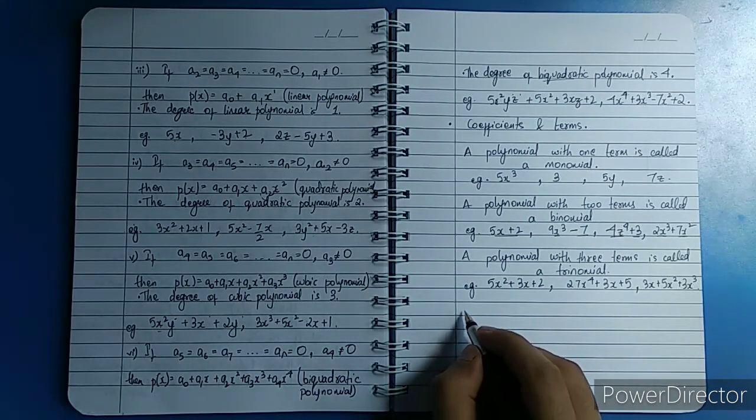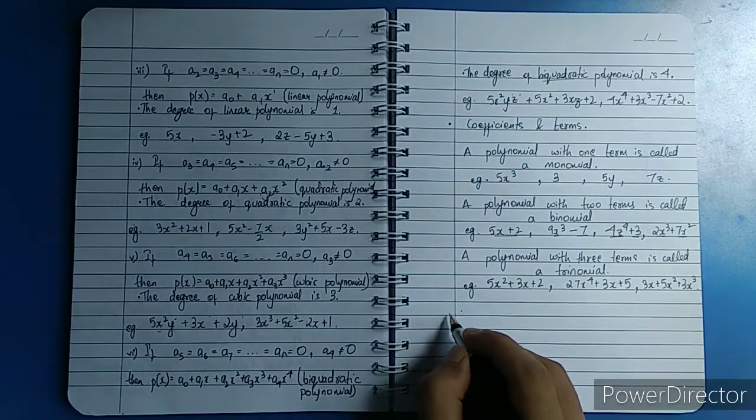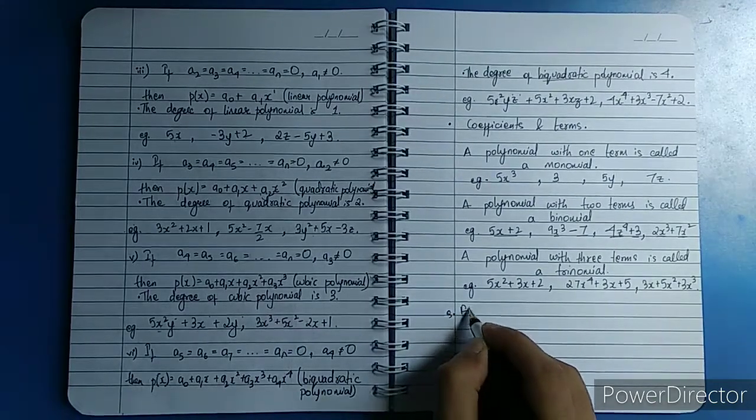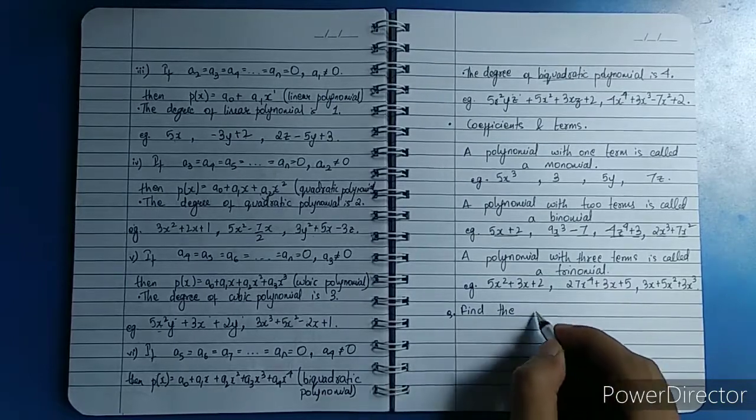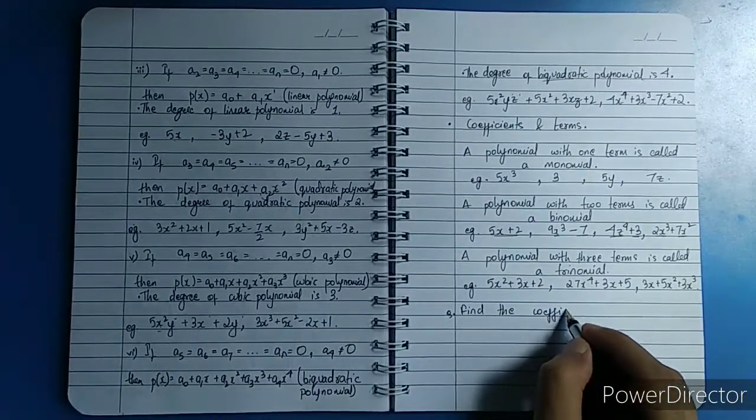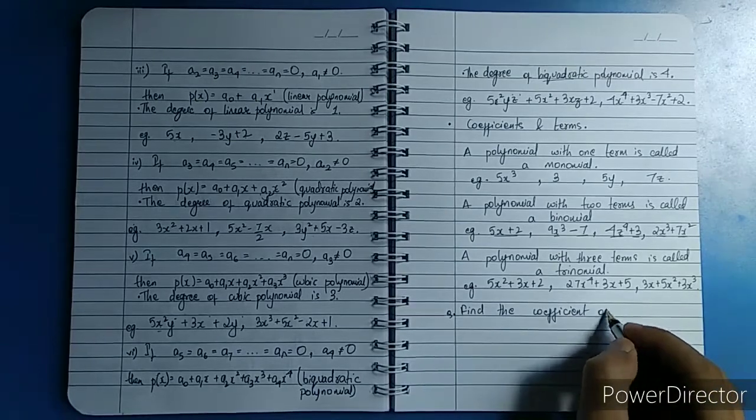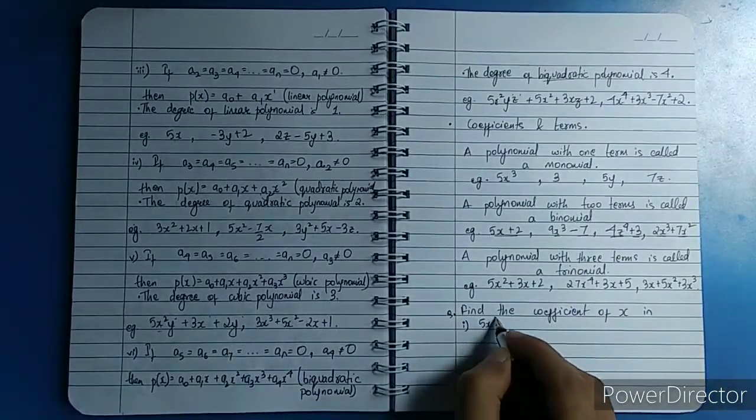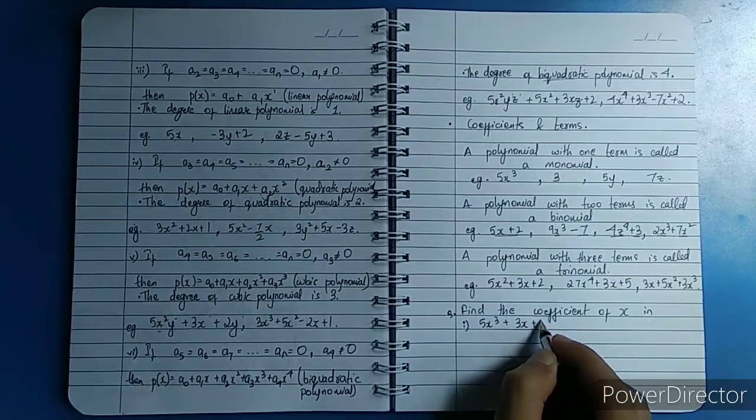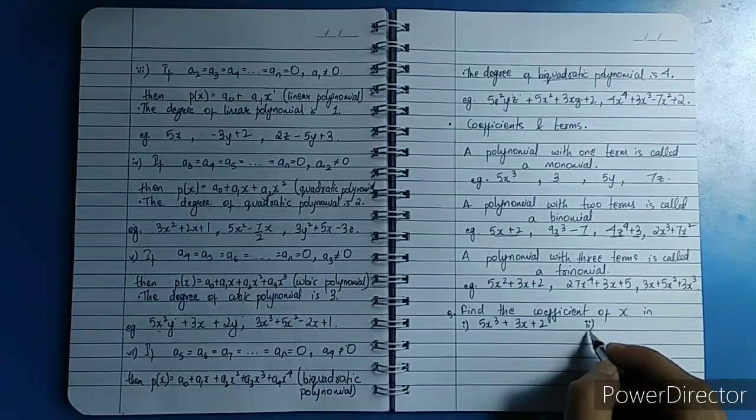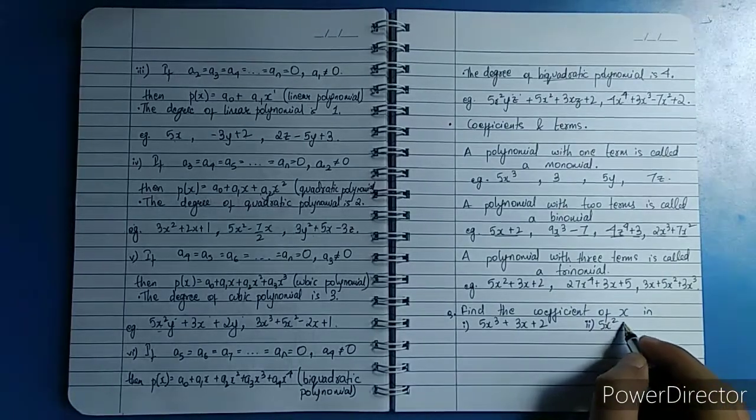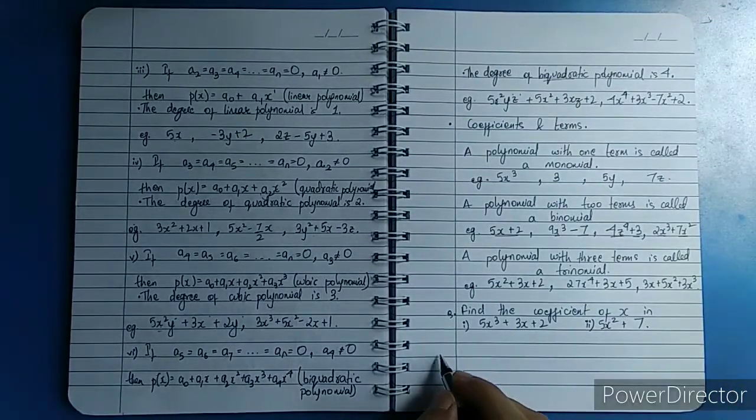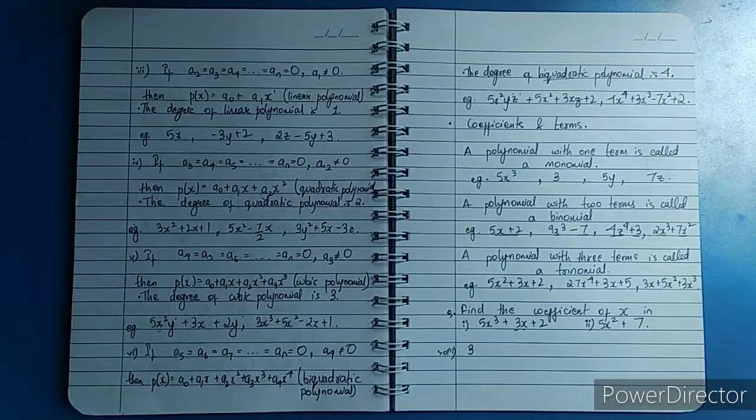Next we are dealing with coefficients. So say for example, find the coefficient of x in number 1, 5x cubed plus 3x plus 2, and number 2, 5x squared plus 7. So in solution, the first part, the coefficient of x is basically 3. So the coefficient of x is 3.